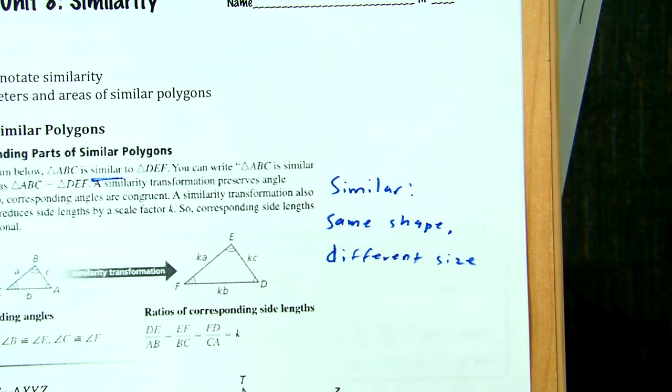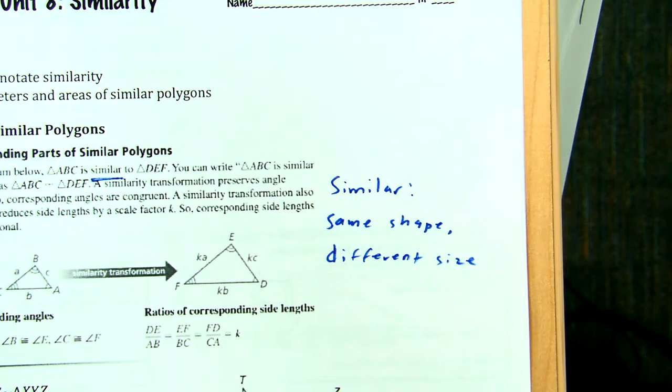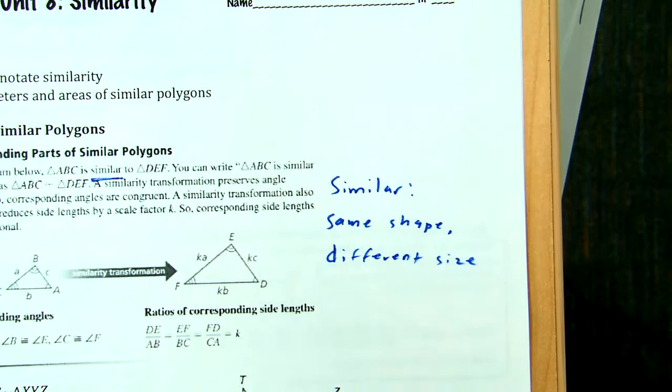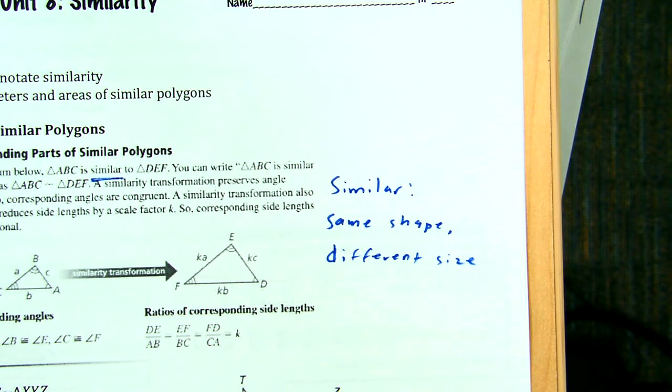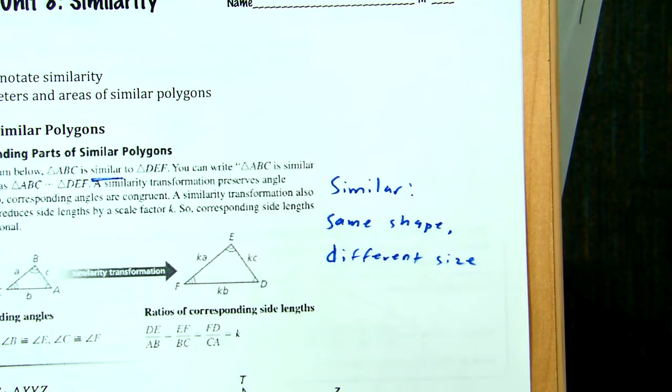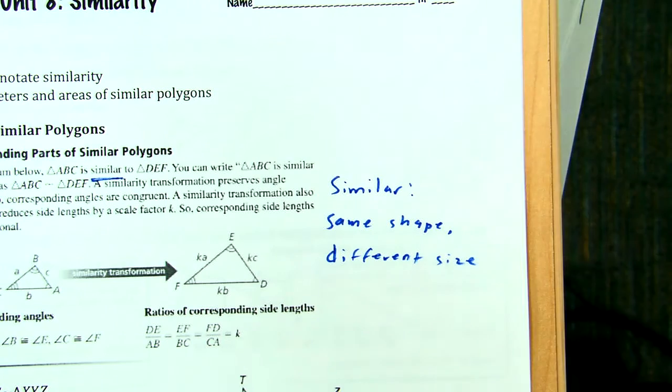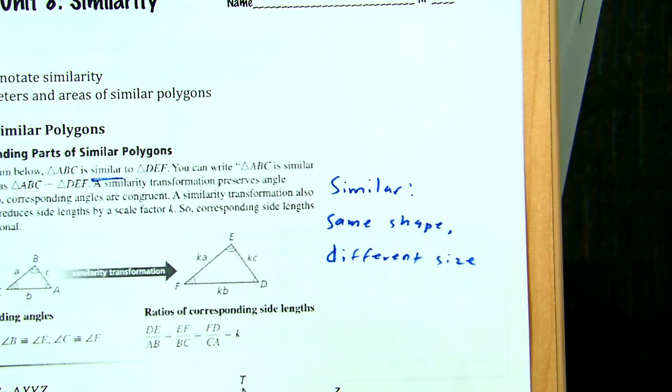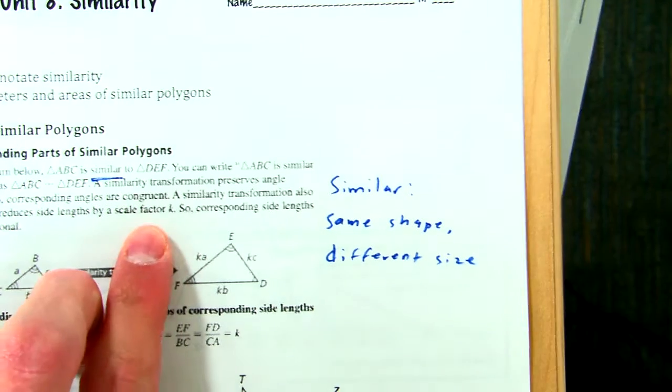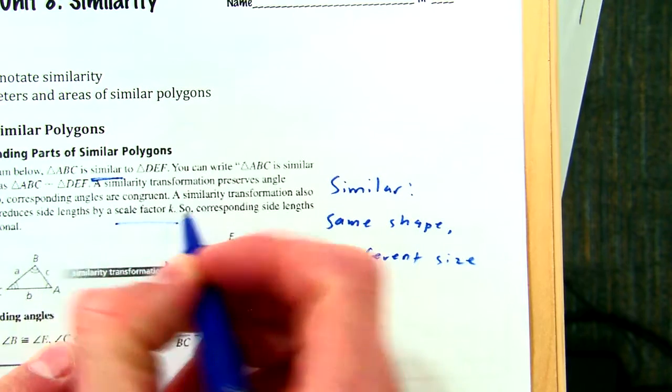I like to compare it to when you have an image on your computer, you can click the corner, and when you click the corner of that image, you can scale it up or down proportionally. All you're doing when you do that is creating similar figures by making it bigger or making it smaller. When you make it bigger and smaller, there's a mathy word for that, and the mathy word for that is scale factor.